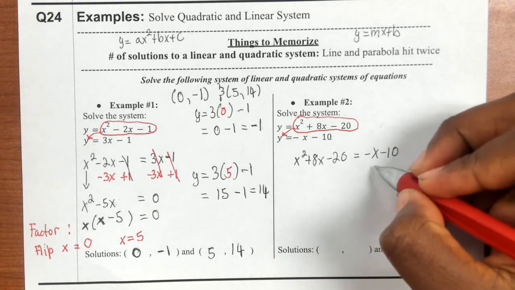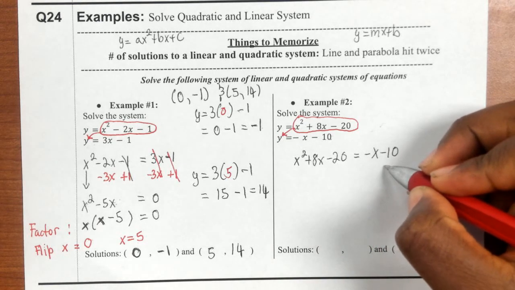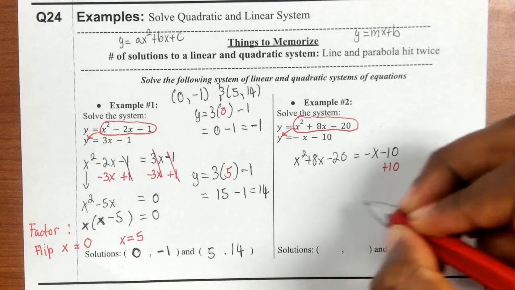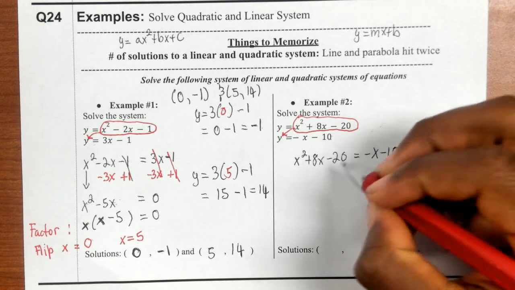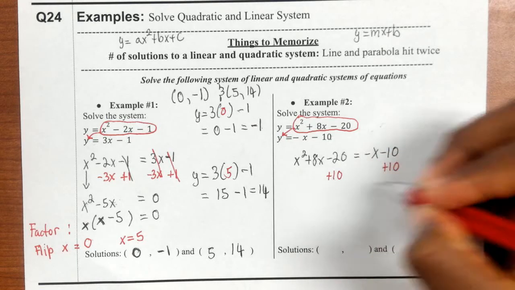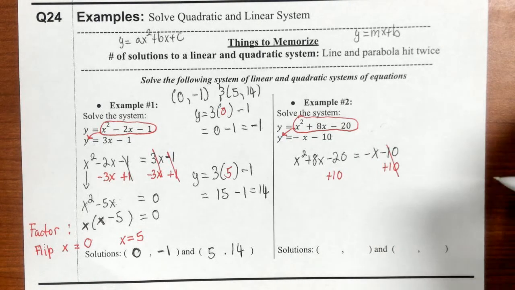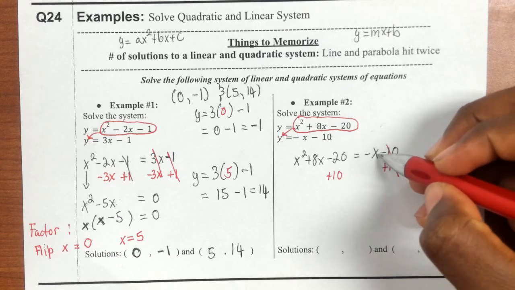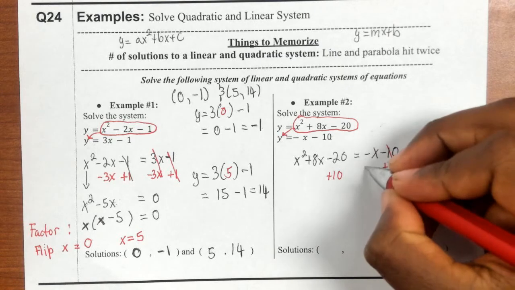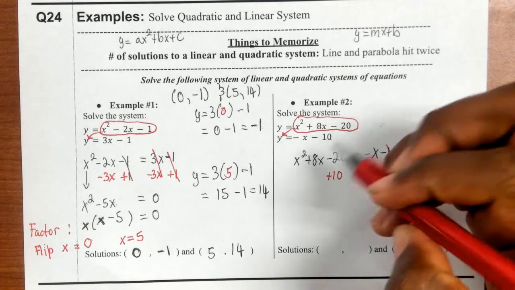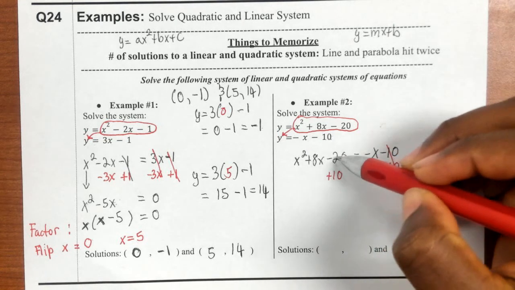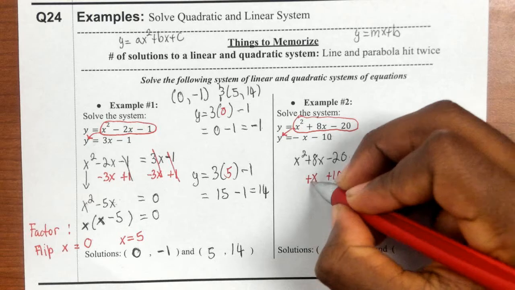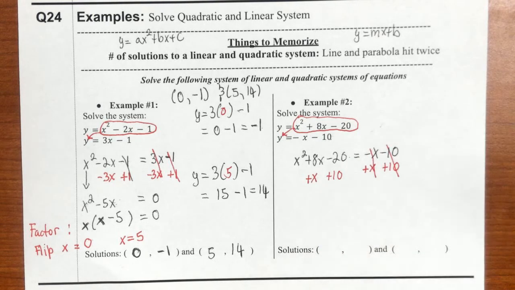Good job. How do I move a negative 10 to the other side? I would add 10. Would I add 10 to x squared, 8x, or negative 20? Yep, to the negative 20 because that's a like term. And that cancels out. And how do I move a negative x to the other side? I would add x. Good job. Would I add it to x squared, 8x, or negative 20? To the 8x because that's the like term. Alright, and that gets canceled.